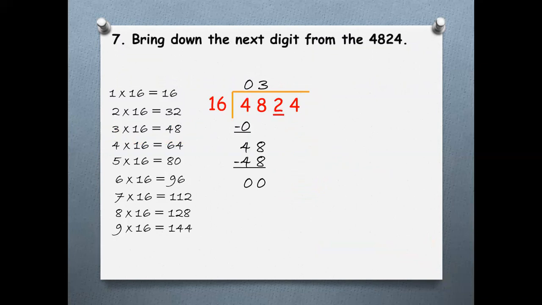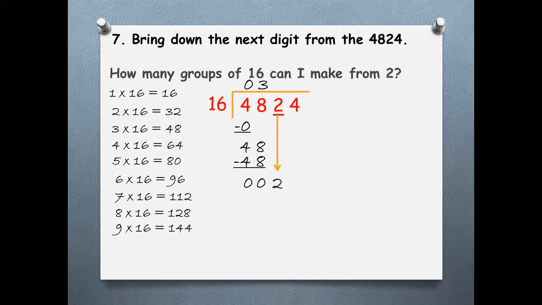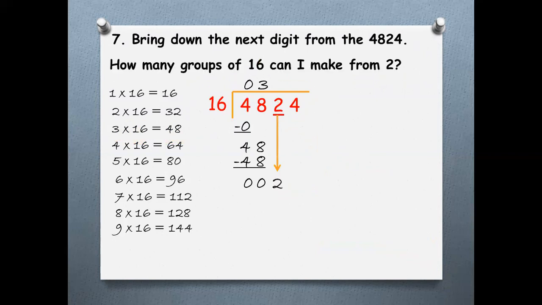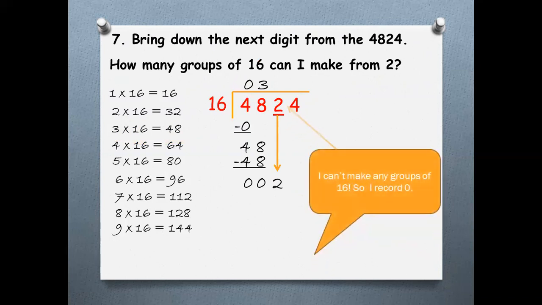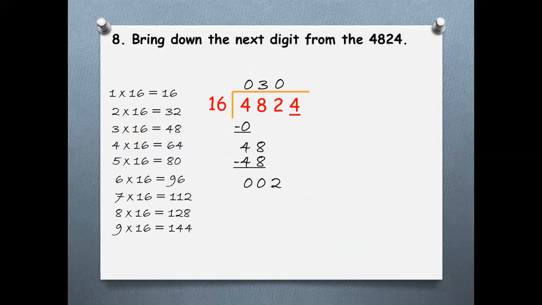Then bring down that next digit, bring the 2 down. Am I going to be able to make any groups of 16 from 2? No, I can't. So I have to record that 0. Because I recorded 0 and didn't take any groups, I didn't need to do the taking away step for that example. So I can move straight to my last digit, my final digit of 4, bring that down, 24.